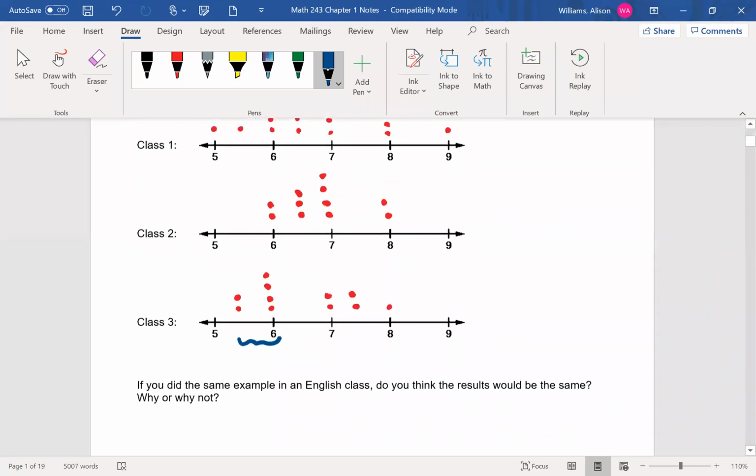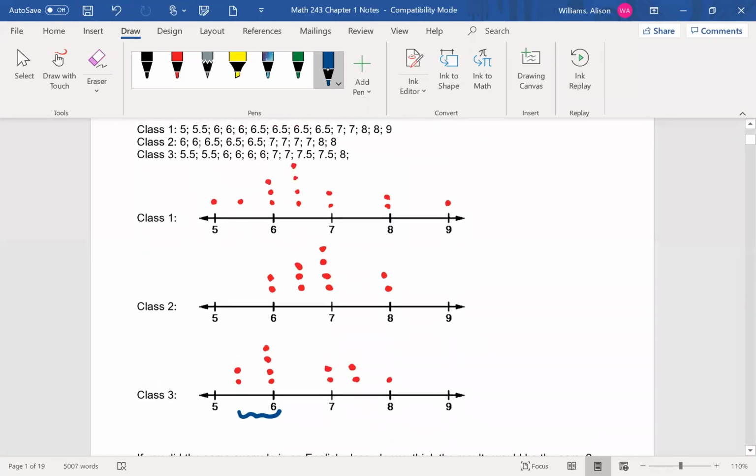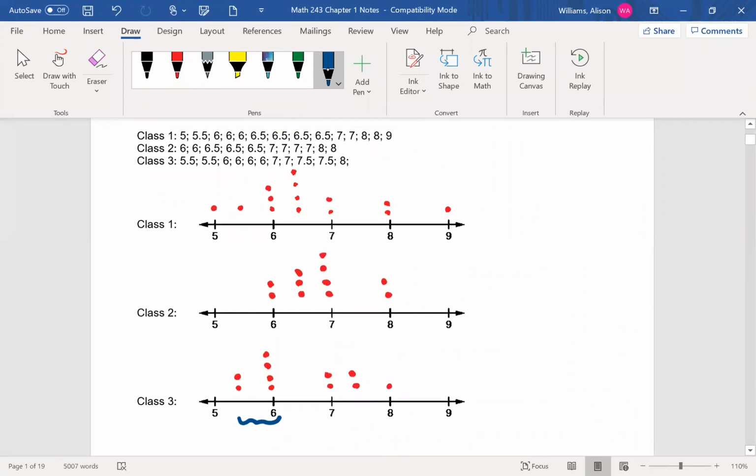So the first question we're asked is, if we saw this or asked this question in an English class, do we think we'd see the same results? Why or why not? So here would be my answer, my interpretation of this. And of course, you might have some thoughts, and I'd love to hear it. But the idea is at a community college level, since most students have to take both math and English, I would think the data is probably going to look pretty similar in those classes.